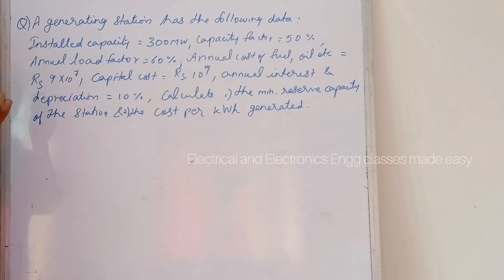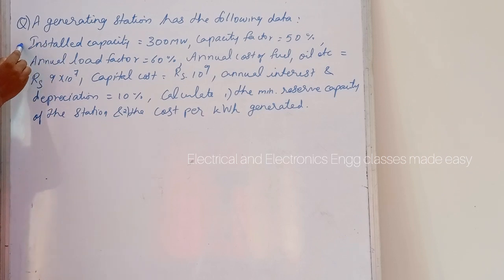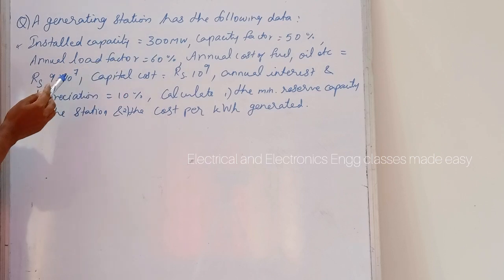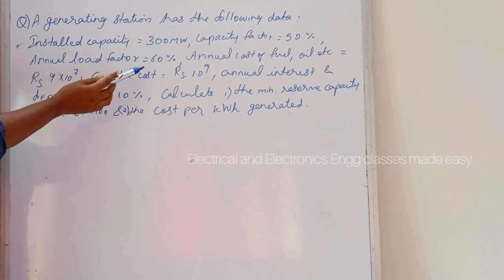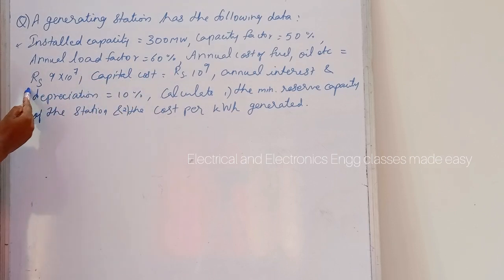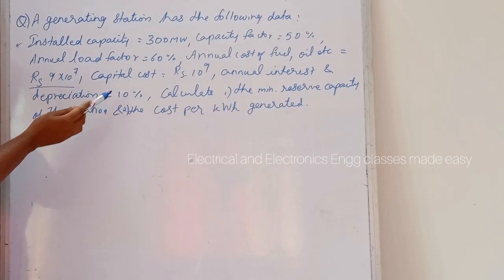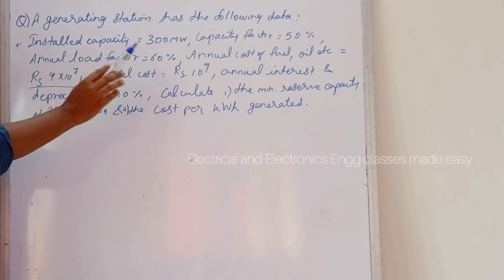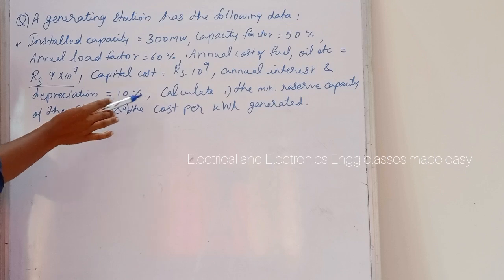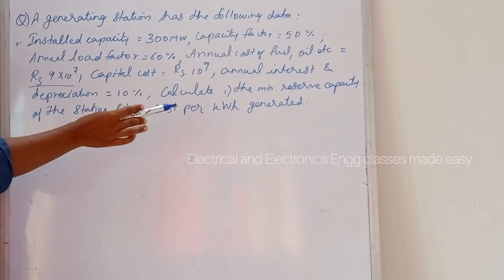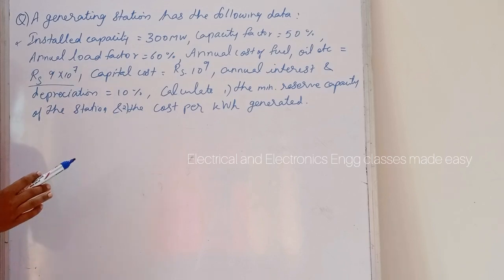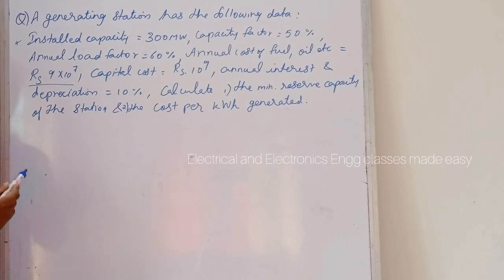A generating station has the following data: installed capacity equal to 300 megawatt, capacity factor is 50%, annual load factor 60%, annual cost of fuel, oil, etc. rupees 9 into 10 raised to 7, then capital cost rupees 10 raised to 9, annual interest and depreciation equal to 10%. Calculate the minimum reserve capacity of the station and the cost per kWh generated.